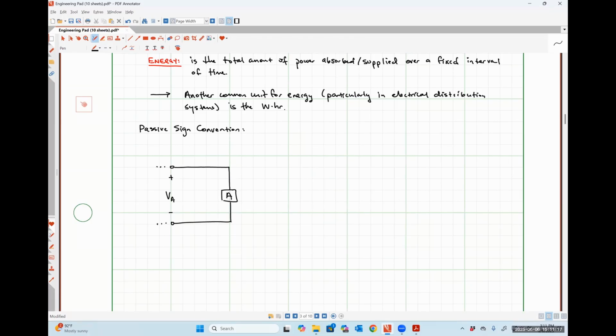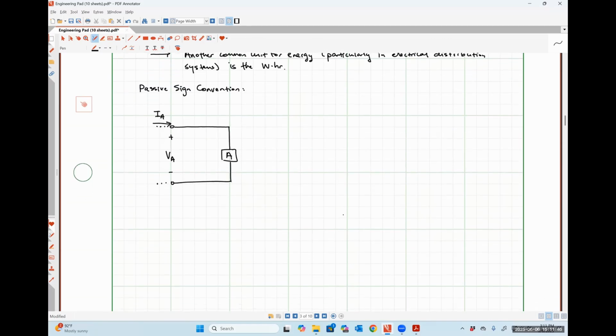I'm also going to define the current that's flowing through element A. And in this case, I'm going to define that current as follows. So here's IA, and we can see that IA is flowing into the positive polarity terminal of element A, and conversely, that means it must flow out of the negative polarity terminal of element A as well. So in this particular case, where current is flowing into the positive polarity terminal, we can say that our absorbed power is simply the product of VA and IA, okay?